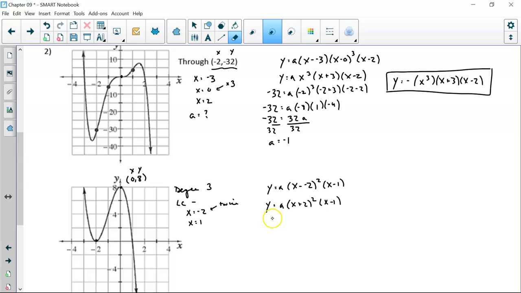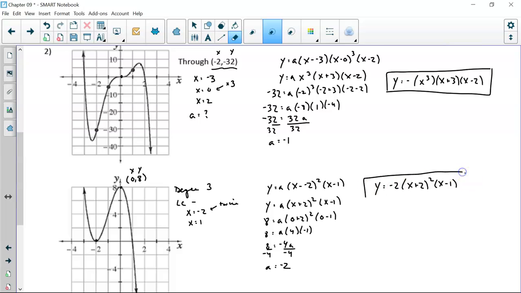So for y, 8 equals a times 0 plus 2 squared times 0 minus 1. 8 equals a times 2 squared is 4 times negative 1. So 8 equals negative 4a. Divide both sides by negative 4. A equals negative 2. So our equation, y equals negative 2 times x plus 2 squared times x minus 1. And there is our polynomial function in standard form.